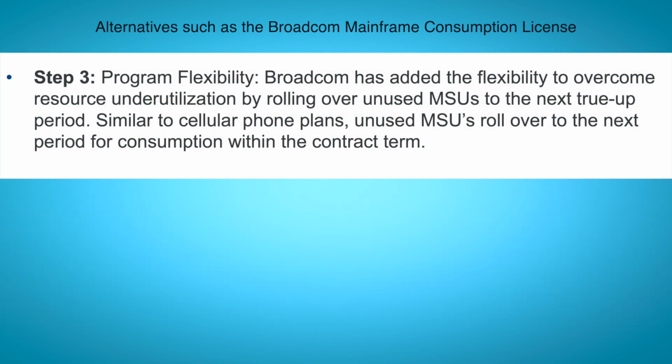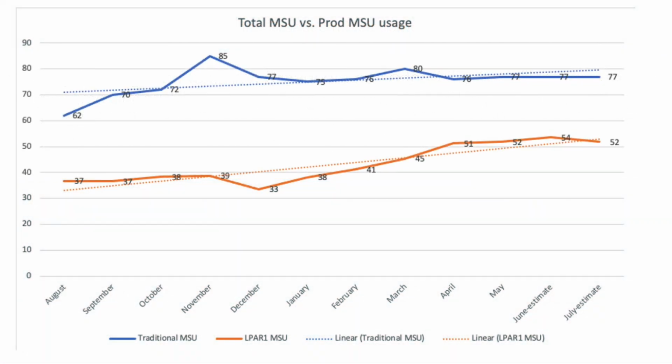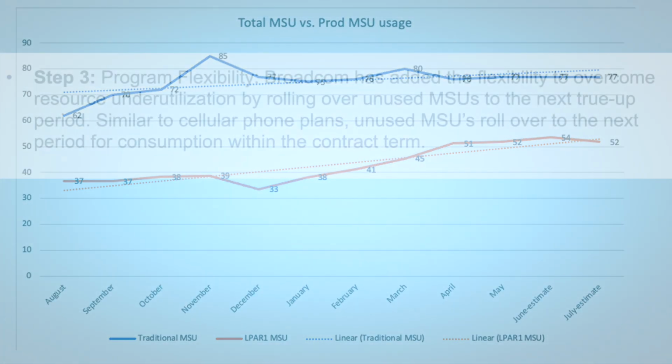So in step 3, we look at program flexibilities. Through the monthly reporting analysis that's provided to each customer, Broadcom has added the flexibility to overcome resource underutilization by rolling over unused MSUs to the next true-up period, similar to your cell phone plans that we're used to. Unused MSU hours roll over to the next period for consumption within the contract term.